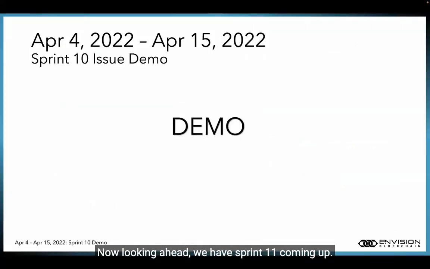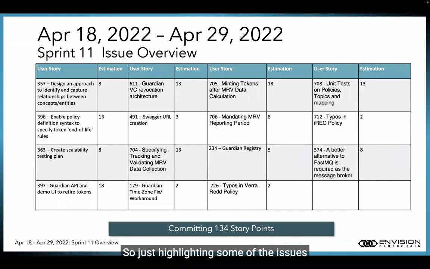Now looking ahead, we have Sprint 11 coming up. So just highlighting some of the issues that we are going to be uncovering here. The sprint is going to be lasting from April 18 to April 29. At the moment, we have committed 134 story points. Just to talk about some of them, we'll be looking at the scalability testing plan. Also, we'll be looking at a design and approach to identify and capture relationships between concepts and entities.